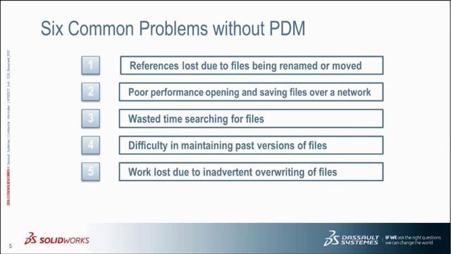Number 5 on our list is work being lost due to files being inadvertently overwritten. This is common when files are copied locally, edited, and copied back to the shared drive, because another user might be doing the same thing at the same time and overwrite somebody else's work.